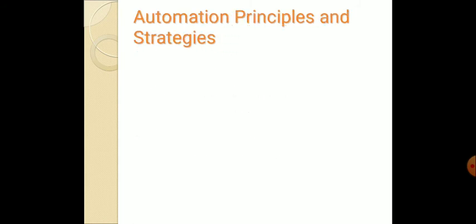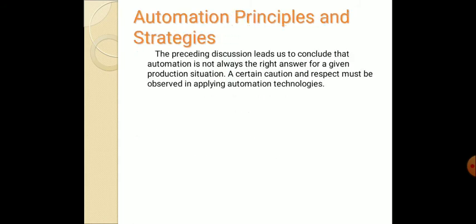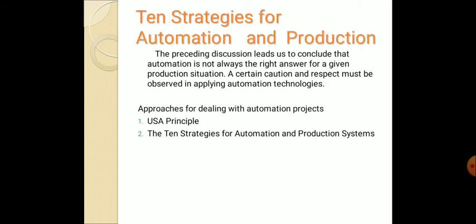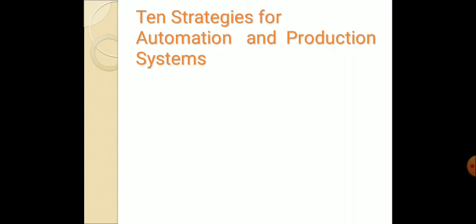Next one is the automation principles and strategies. The preceding discussions led us to conclude that automation is not always the right answer for a given production situation. A certain caution and respect must be observed in applying automation technologies. So here are approaches for dealing with automation projects, which are of two types: USA principle and 10 strategies for automation and production systems. Now next let us see the 10 strategies for automation and production systems.